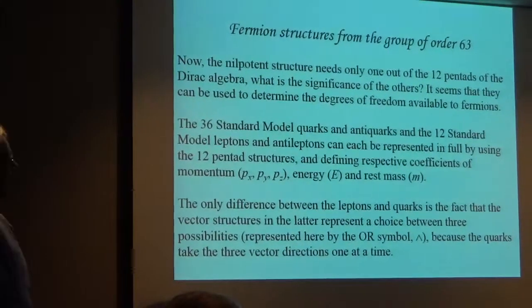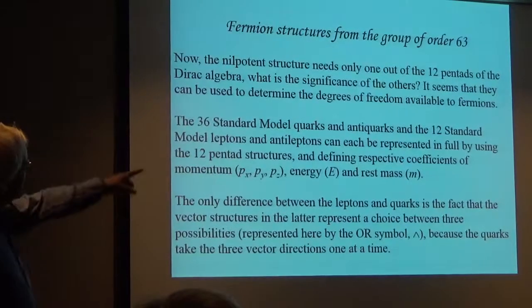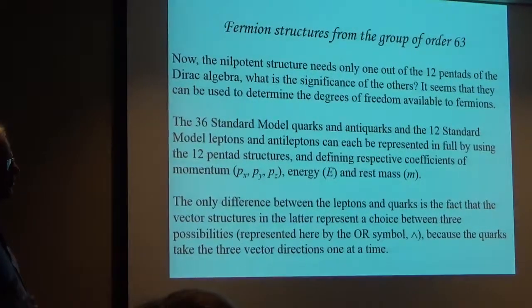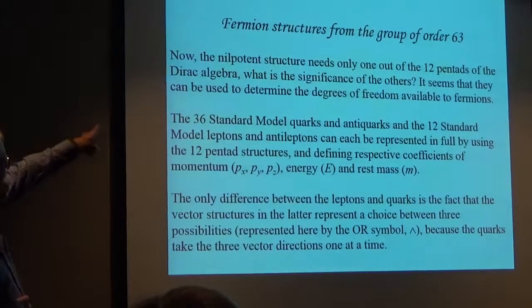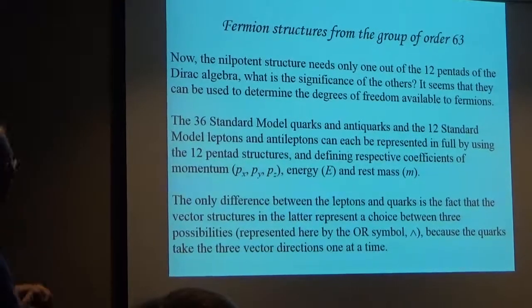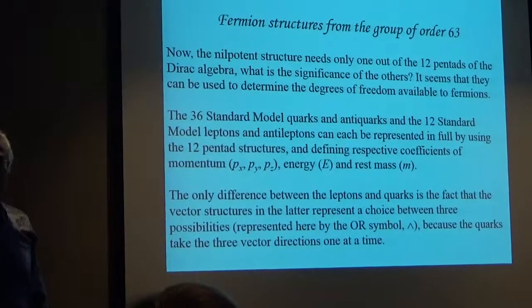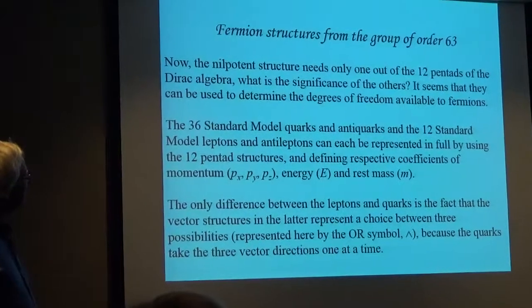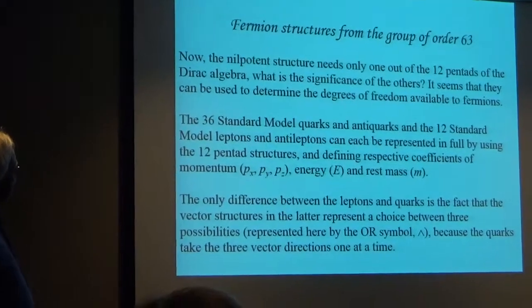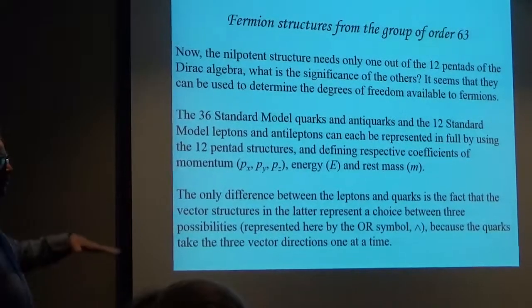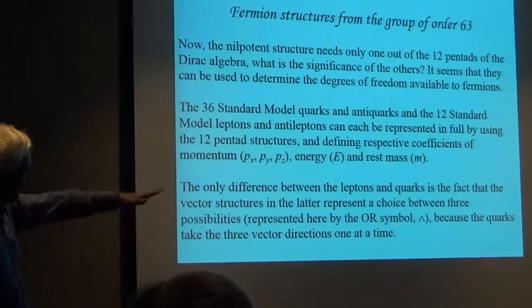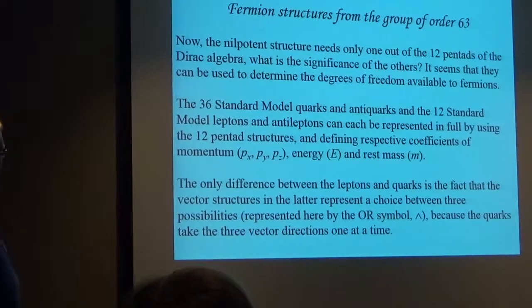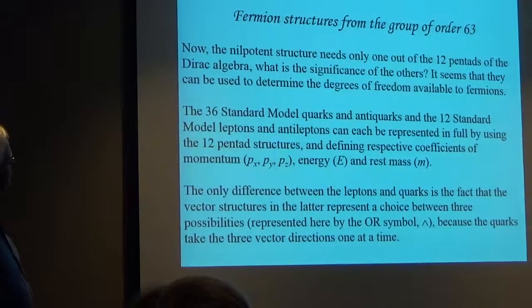Now what I want to talk about is, I don't know how that got 63. It should be 64. Fermion structures from the group of order 64. It's certainly not 63, that would screw everything. The nilpotent structure needs only one of the 12 pentads. I showed 12 pentads, 12 lots of 5. So what's the significance of the others?